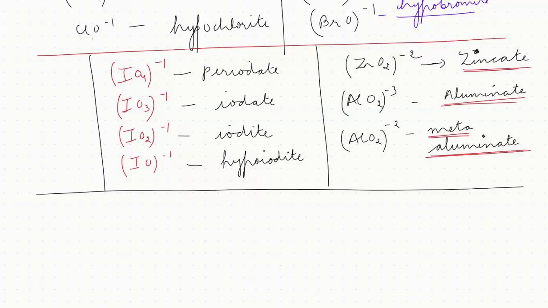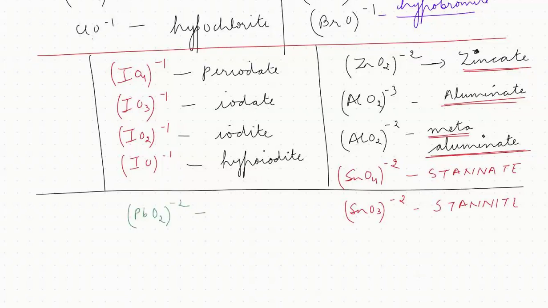Right. Then we would have SnO2 minus 2, which is stannite, and SnO3 minus 2, which would be stannate. Then we would be talking about plumbous. We would have PbO2 minus 2. This would be plumbite. All right. Then we would have CN minus 1.